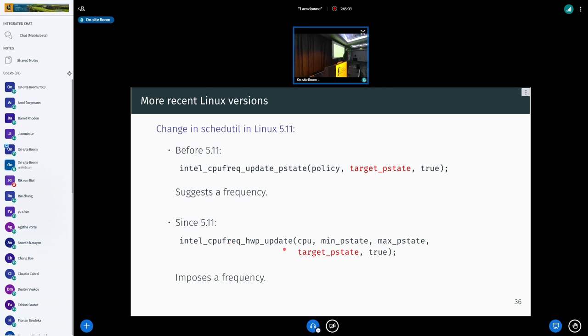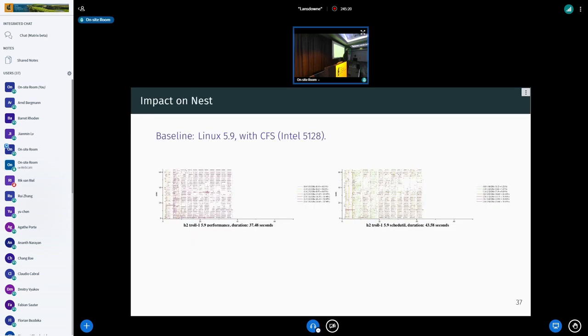Since 5.11, they use a different function for these machines that have a feature called HWP, and this actually forces the machine to run at a particular frequency unless that frequency violates the turbo constraints. So we can look at how Nest works out with that.